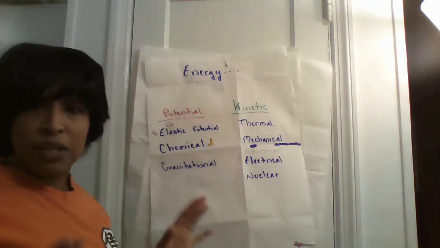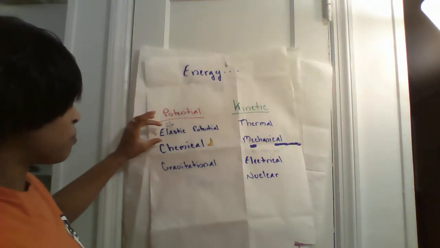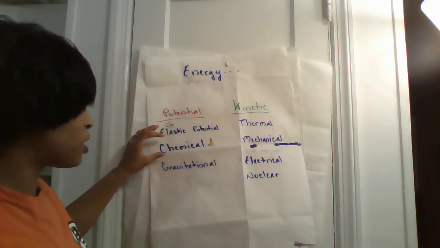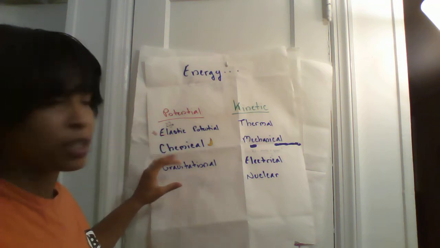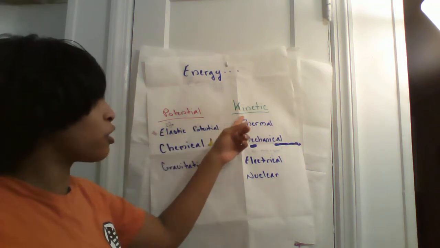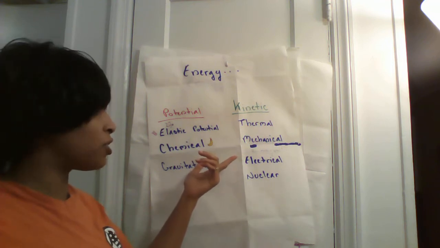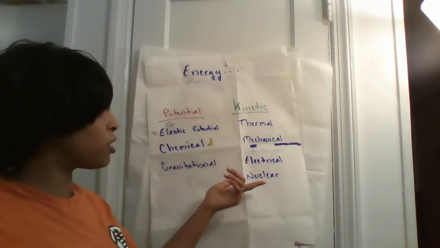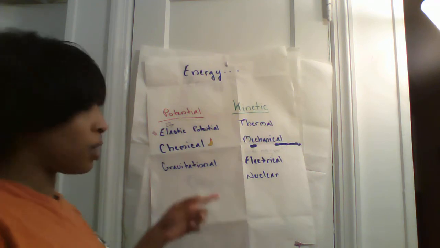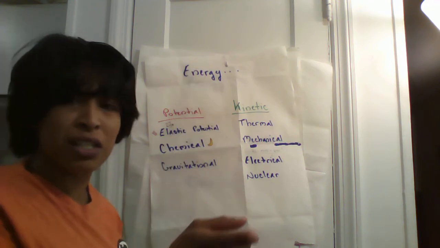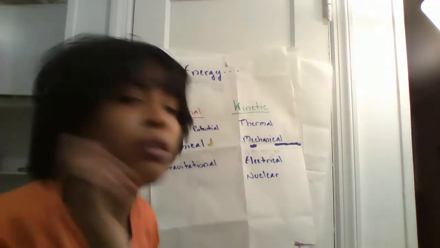All right, the different types of energy. We have potential energy: elastic potential, chemical potential energy, and gravitational potential energy. Kinetic energy: we have thermal energy, mechanical energy, electrical, and nuclear. We're going to take it a step further. You want to take a step further? Let's do it.